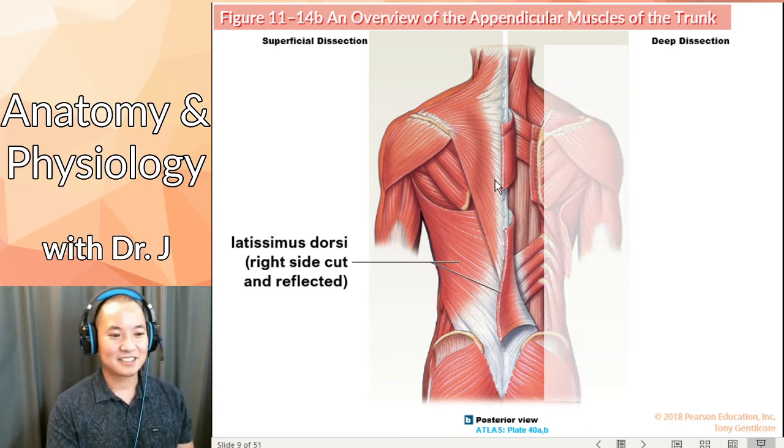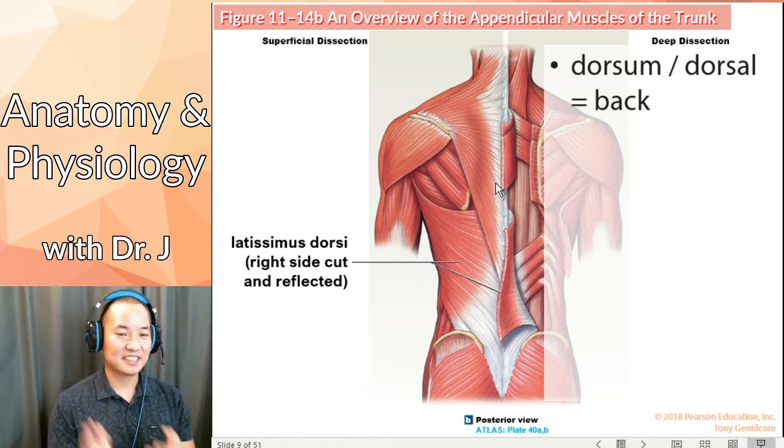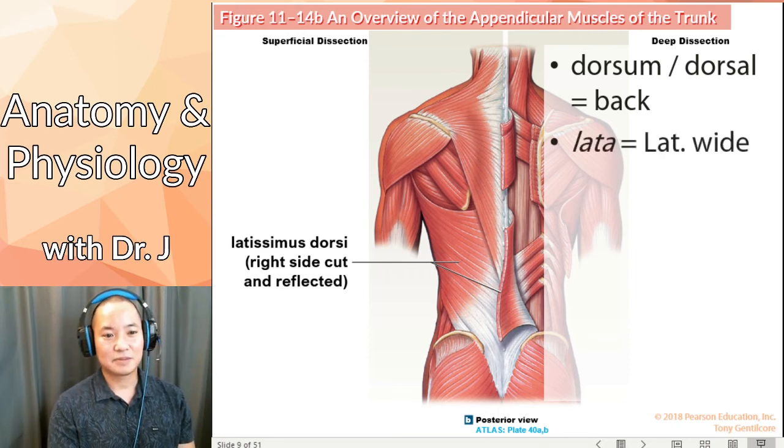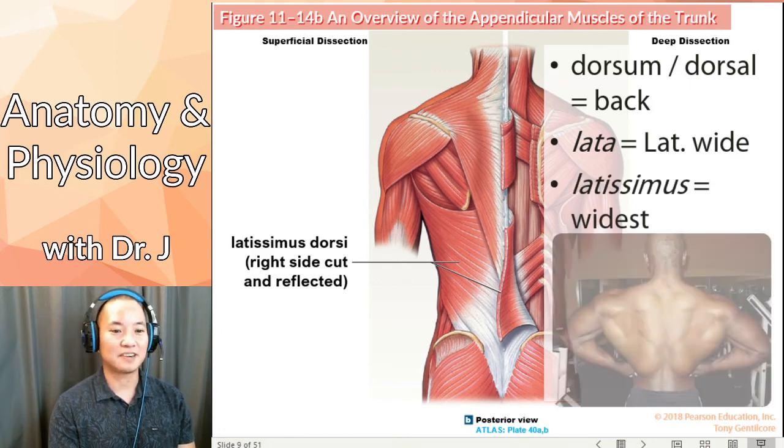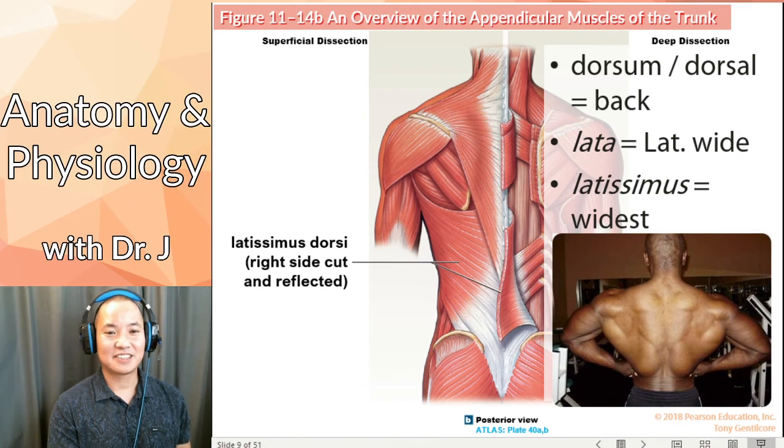So again, latissimus dorsi. Dorsi is also an anatomical landmark and common root word. Dorsum or dorsal refers to the back. So what is it saying? Lata is wide, latissimus is widest. So it's saying the widest part on your back. Whenever you see a bodybuilder doing a lat spread, that latissimus is really wide. It's not just wide, it's widest. And that's what we have here. That's why they call it the latissimus, because it's the widest muscle on your body.